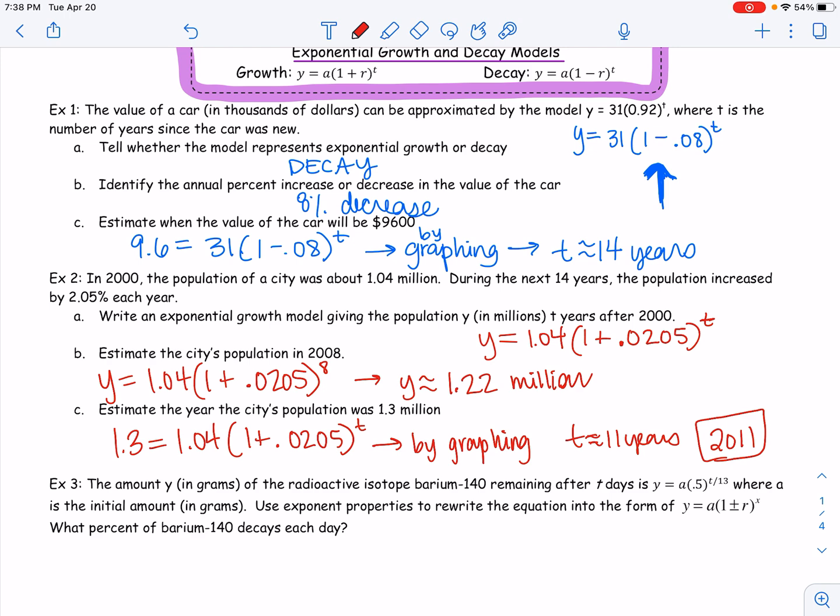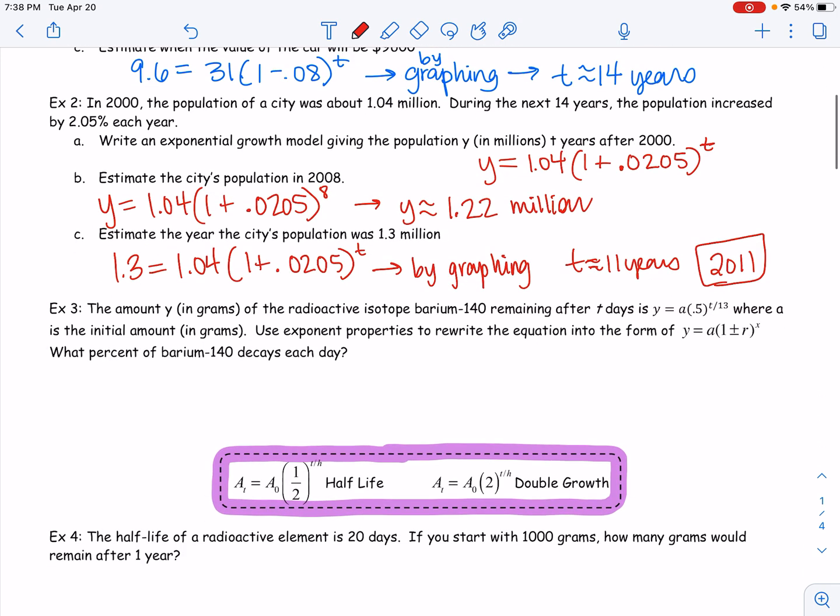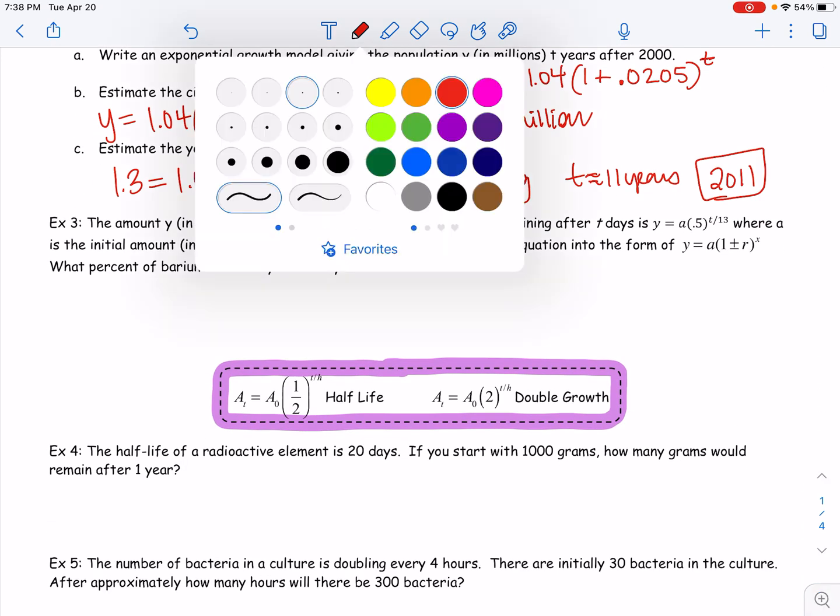And then again, I always like to see if this makes sense. If in 2008 my population was 1.22 million, does it make sense that in 2011 it would be 1.3 million? Yes, that would make sense. All right, and then example 3.